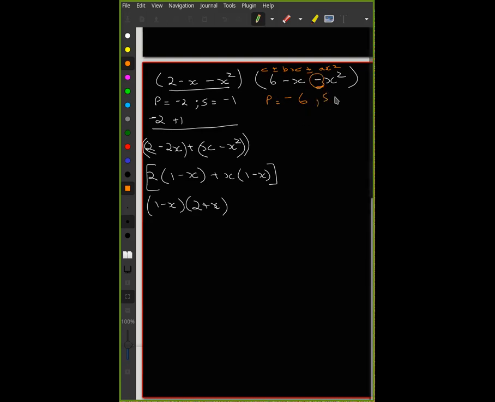And what will be the sum? The B term. Minus 1. So what will be the factors of 6 which will give you minus 1 as a sum? Minus 3 and plus 2, because the sum will be minus 1 and the product will be minus 6. So let's continue. We can write this as 6 minus 3x plus 2x minus x squared.